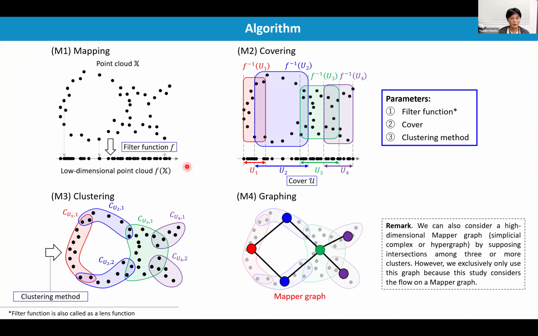So we wrap up the algorithm of Mapper. Mapper defines a cover of the original point cloud by mapping, covering, and clustering processes. Then Mapper constructs a Mapper graph following the definition of the nerve. Mapper has three parameters: filter function, cover, and clustering method. Regarding the parameter study of Mapper, please see the appendix of my paper. As a remark, we can also consider the high-dimensional Mapper graph corresponding to the simplicial complex or hypergraph by supposing interactions among three or more clusters. However, we exclusively use this graph because this study considers the flow on the Mapper graph.